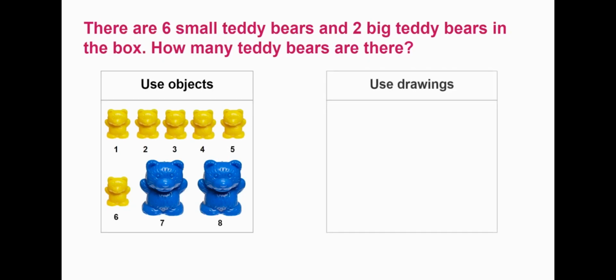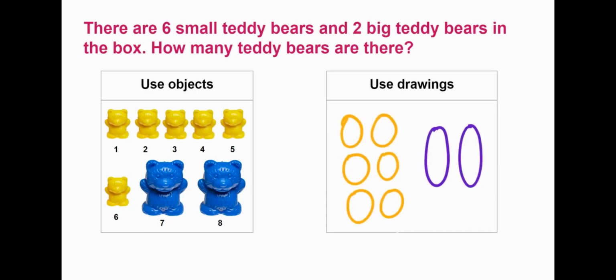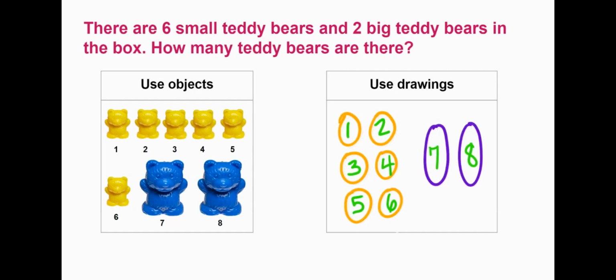A student might also use drawings. A student might say, I drew 6 small circles for the 6 small teddy bears, and then I drew 2 larger circles for the big teddy bears. I counted all the circles I drew. There are 8 teddy bears.